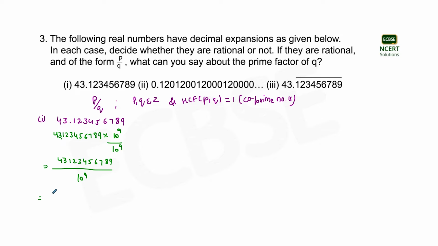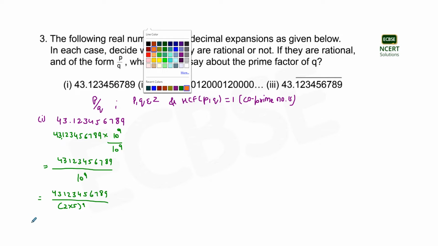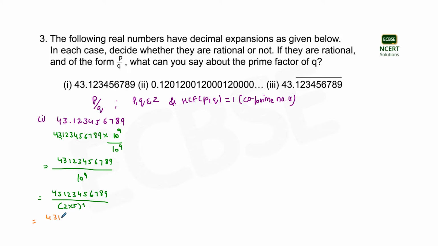And 10 raised to 9 can also be written as (2 into 5) raised to 9. As 10 is equal to 2 into 5, this will be 43123456789 divided by 2 raised to 9 into 5 raised to 9. As we are able to achieve the form p by q, where p and q are integers, this number is definitely a rational number. And the prime factors of q, that is, of the denominator, are 2 raised to power 9 into 5 raised to power 9. So we have solved both parts of question third, part first.